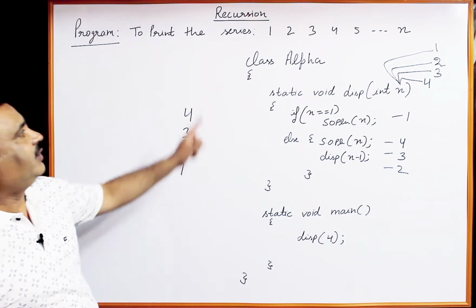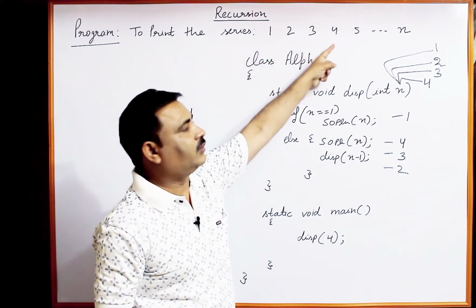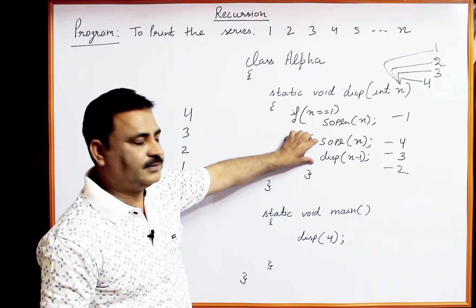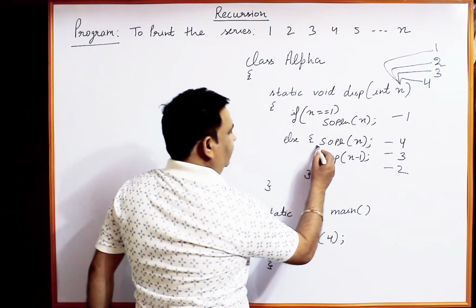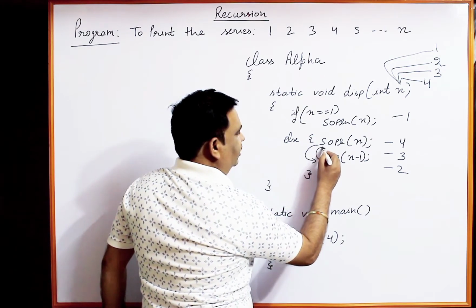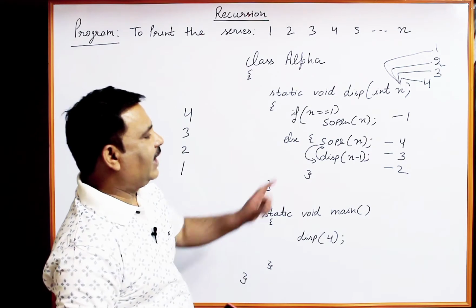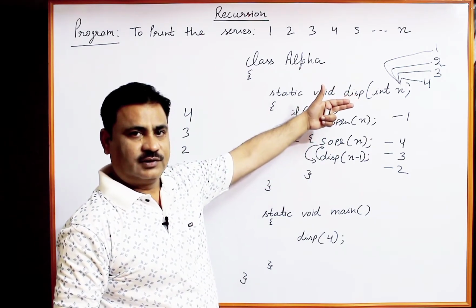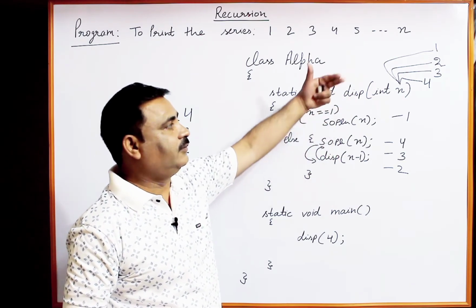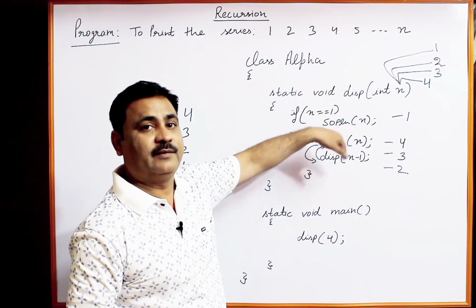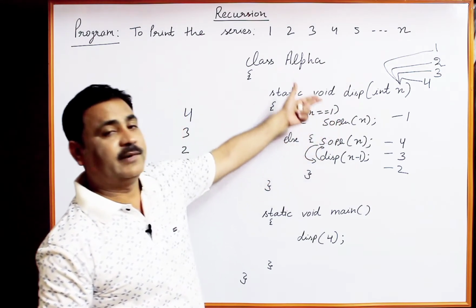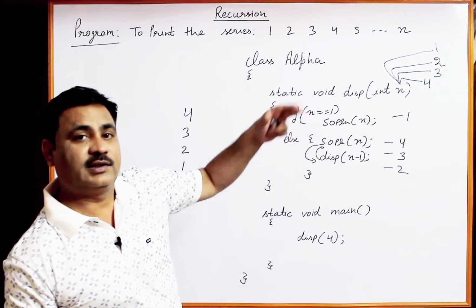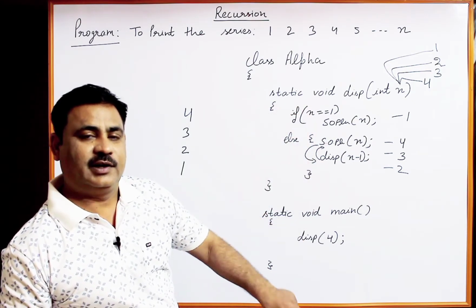But the question is, we have to print the counting 1, 2, 3, 4. Now what you have to do is just interchange these two statements. When you bring this statement here and this one there, what will happen? First of all, the function will be called again and again, first with 4, then with 3, then with 2, then with 1. Finally 1 will be printed, and when it comes back, the second last call will print 2, the third last 3, the fourth last 4, and so on.